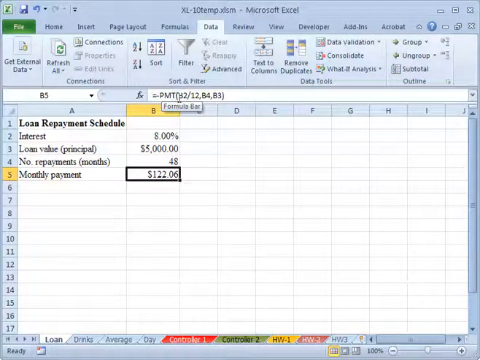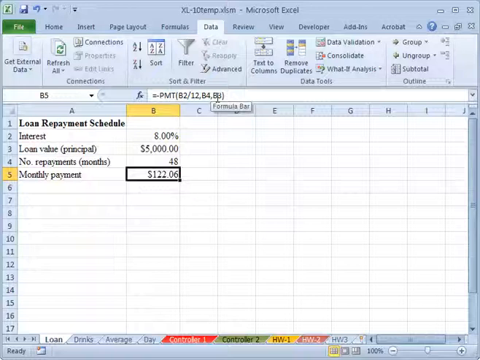And please read the lecture note. It explains why this B2, which is 8%, must be divided by 12, because usually the rate is per year, but the payment period is only a month, so this rate must be divided by 12. Okay? And the second input for this PMT function is the number of periods, so how long? So 48 months or 48 times. And the third one is how much you borrow.